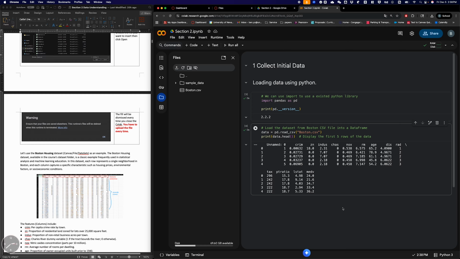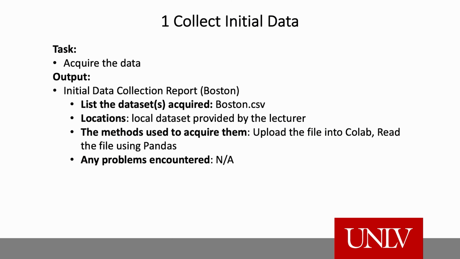They are one of the most important tools in data analysis because they help us quickly organize and explore datasets clearly and efficiently. Now we can finish the initial data collection report for the Boston dataset. The dataset that is acquired is Boston, which was provided by the lecturer. The method used was to upload the file to Colab, then read the file using Pandas. There is no problem while collecting the initial data.